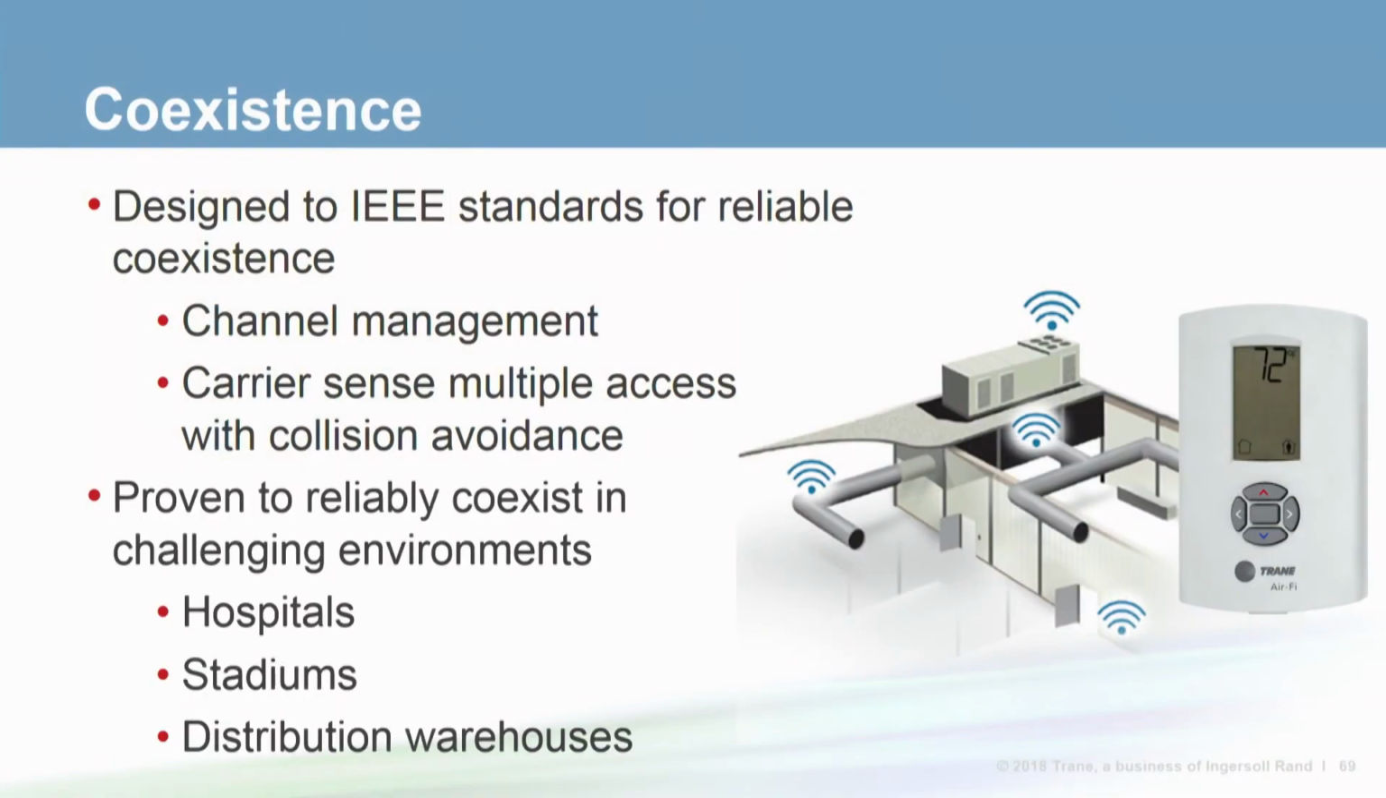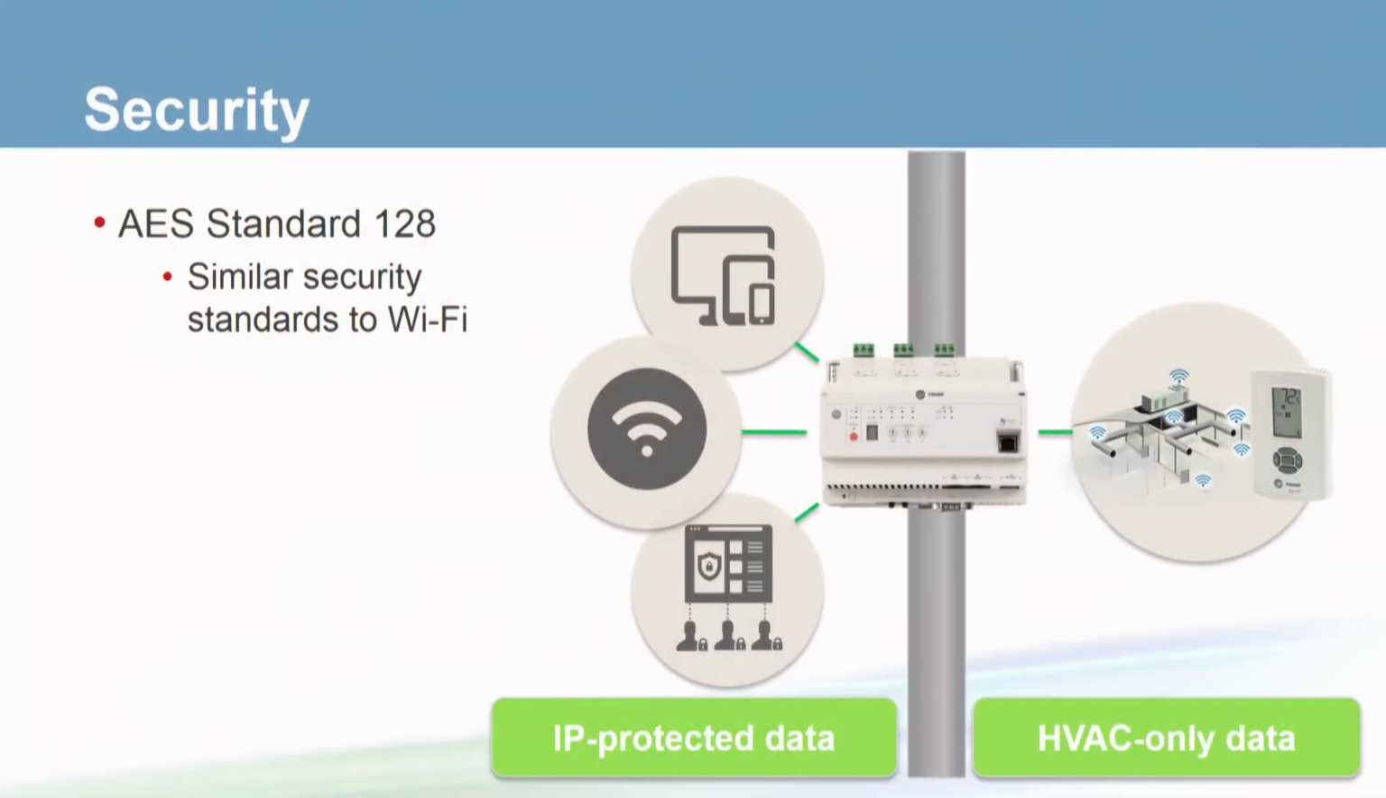But the proof of coexistence comes from many successful installations in difficult applications, such as hospitals, stadiums, warehouses, airports, fire stations, and casinos. So now I'll get back to security. Certified BACnet communications over a standard Zigbee network are required to be secured using Advanced Encryption Standard 128. What this means is a trust center will create a randomly generated 128-bit network security key for each Zigbee network. This network security key is required to decrypt communications from the network.